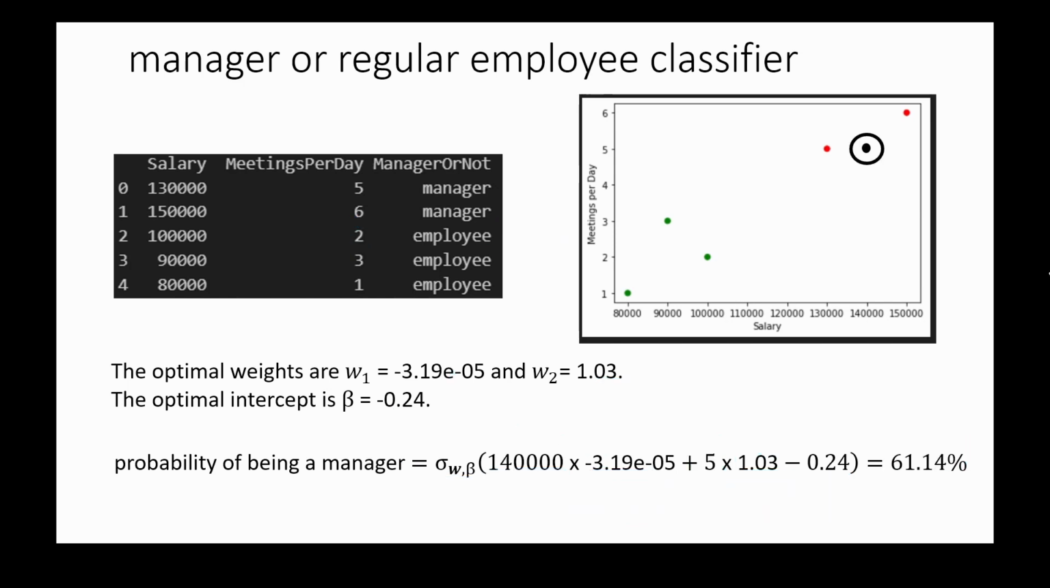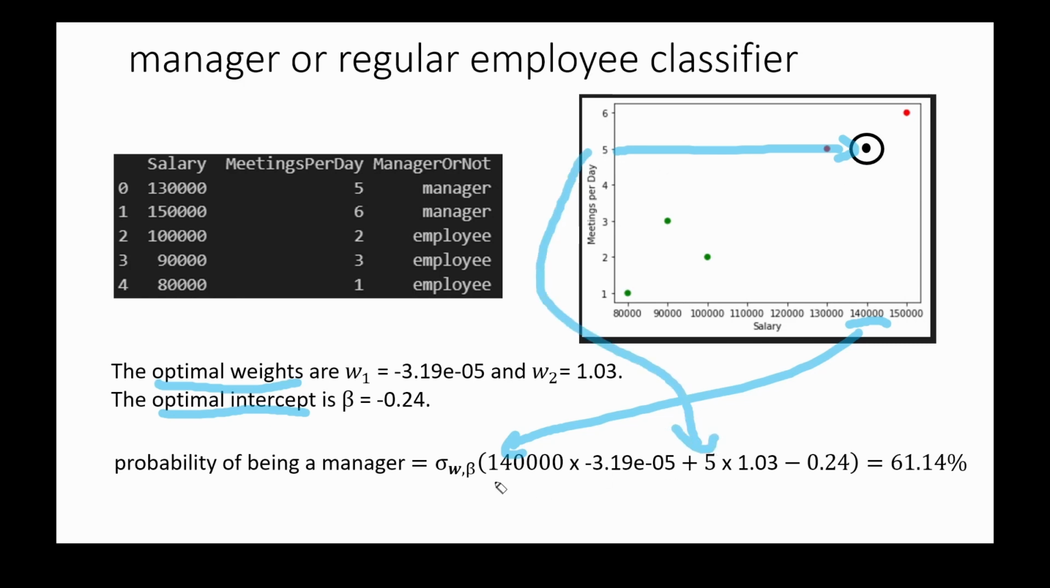Okay, let's look at a third example. Once we have the optimum weight and optimum intercept, the logistic regression model can also work on new data. So for example, let's say this company hires a 6th person, and this 6th person is represented by this black point over here, which has a salary of $140,000, and he has about 5 meetings per day. Plugging those numbers into our formula and calculating the probability, we can see that this new hire has a probability of being a manager equal to 61.14%. Because this probability is greater than 50%, the model will think this new employee is a manager.